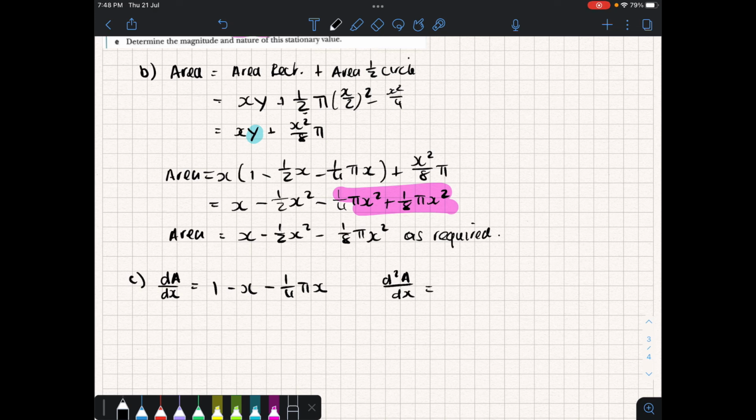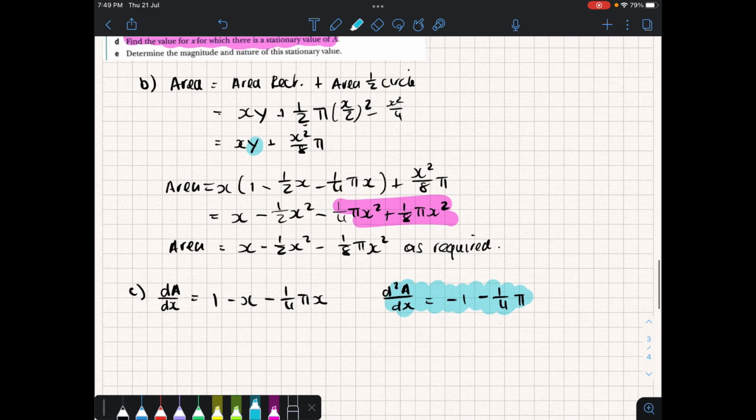And now I want my second derivative. And so again, using the power rule, the 1 is going to go away. The minus x is just going to become minus 1. And the minus quarter pi x is just going to become minus a quarter pi. So just by virtue of the second derivative not having a variable, if we look at these numbers, this second derivative is negative. And so that means that the stationary point in this equation is going to be a maximum, right? It cannot be anything else.